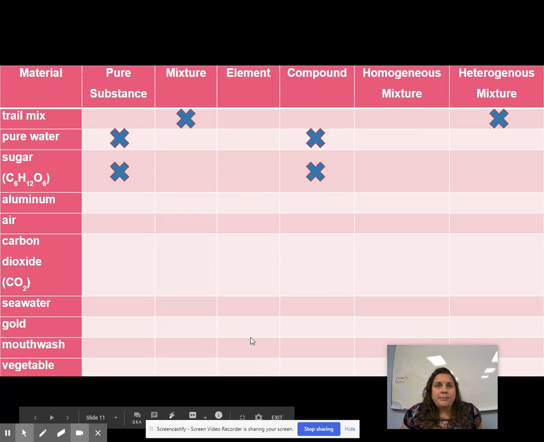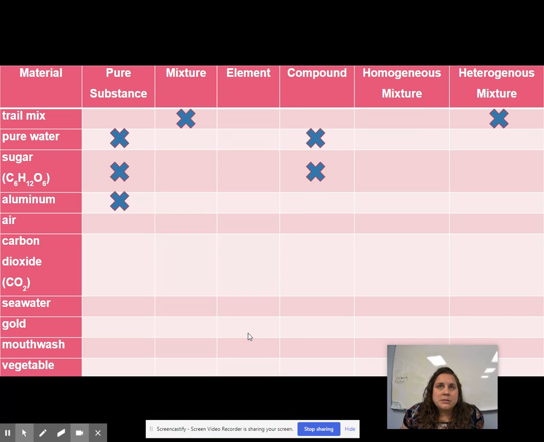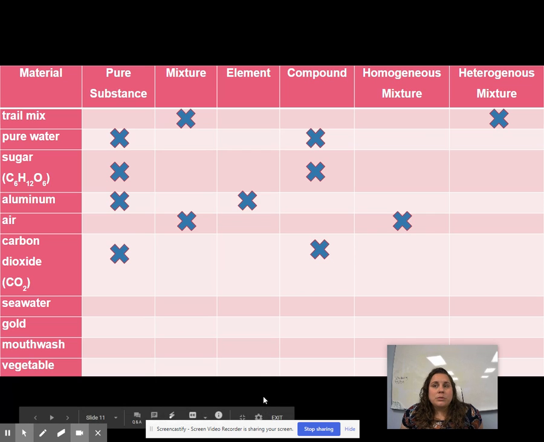Next, we have aluminum. Aluminum is a pure substance. It is found on the periodic table, so it is an element. Next, we have air. Air is a mixture of a bunch of different gases. But when you look at it, it looks the same, so it's going to be homogeneous. Next, we have carbon dioxide. We have two capital letters, and they're combined, okay? So it's going to be a pure substance, and since there are two capitals, it's going to be a compound.